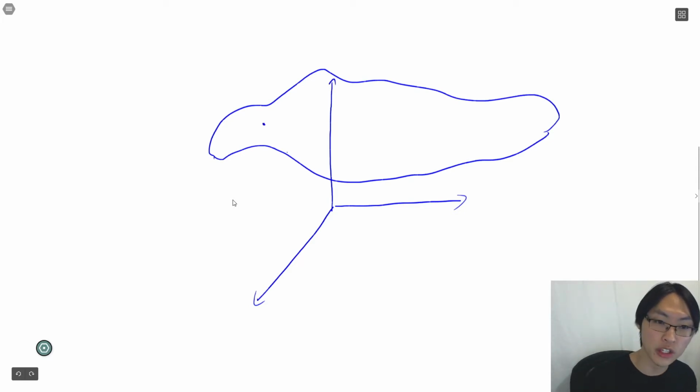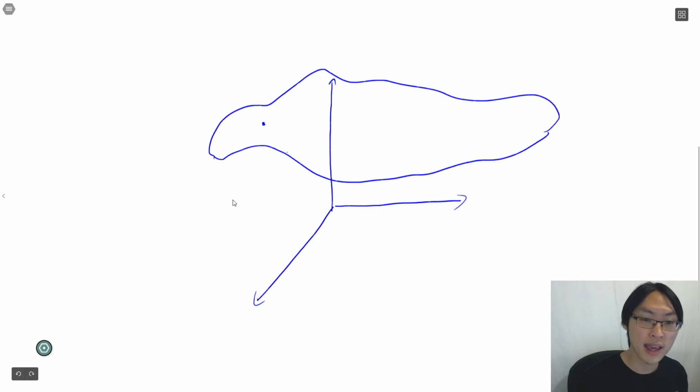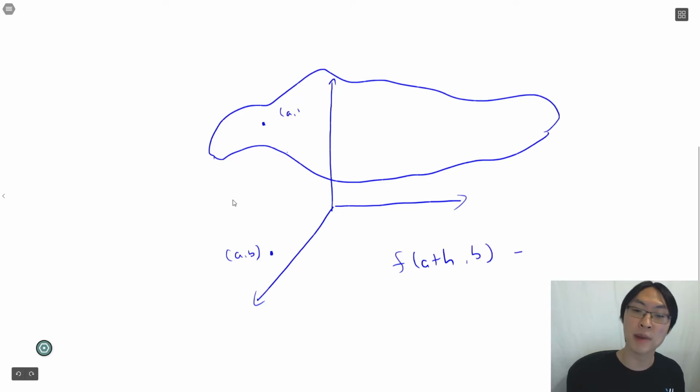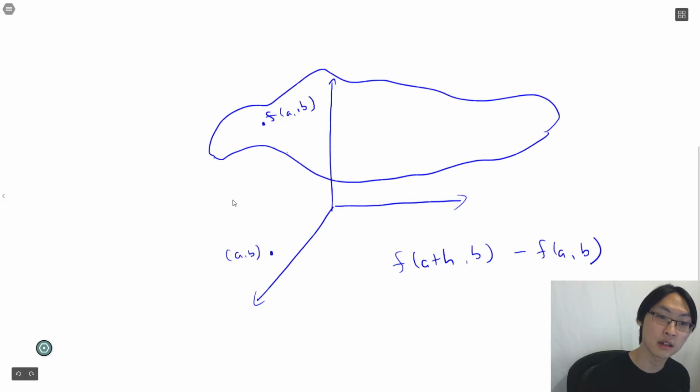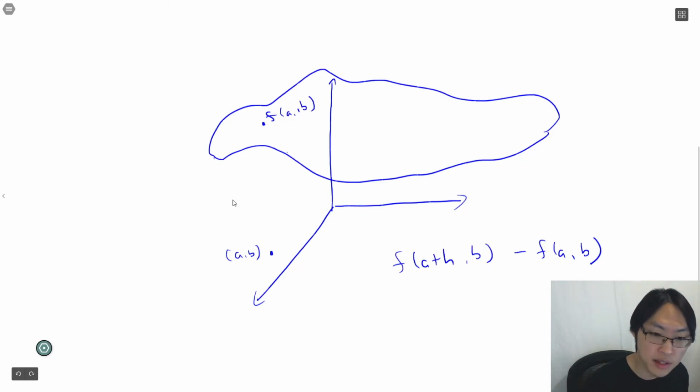So let's take a point over here. Ultimately, what the partial derivative with respect to x is doing, at least geometrically and visually, is that we are going to take f of (a plus h). This is (a, b). Well, I guess really down here is (a, b). So f of (a plus h, b) minus f of (a, b). This over here is f of (a, b). And then f of (a plus h) is going to be, so this is (a plus h, b).